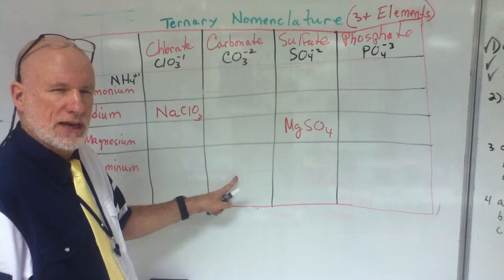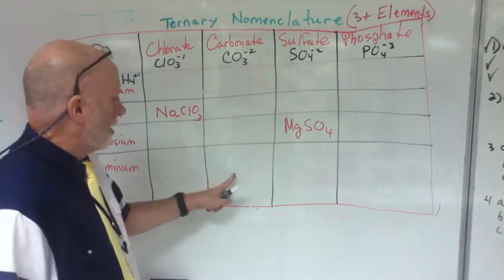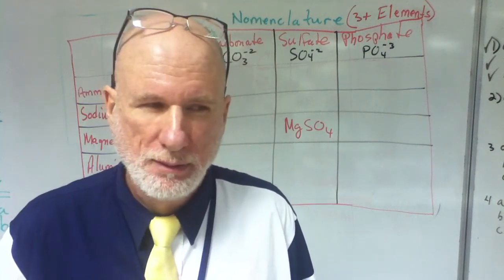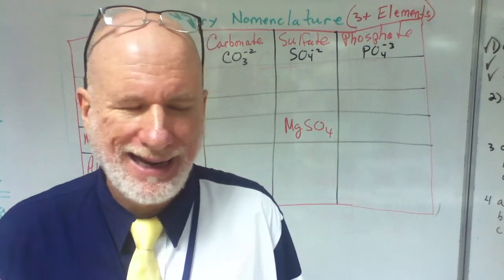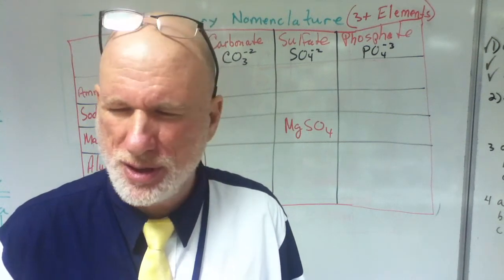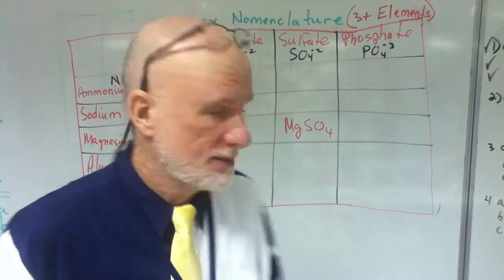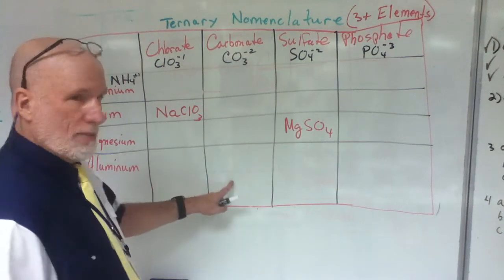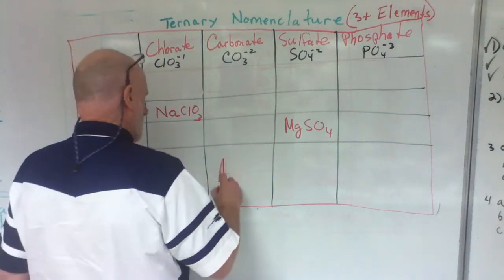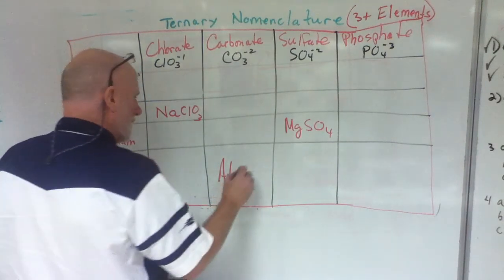How would you do that? Do that yourself. See if you can come up with the formula. You know the name is going to be aluminum carbonate, but what's the formula going to be? How do you indicate the presence of more than one polyatomic ion? What do you use, do you think? Brackets or something? Or use parentheses. So aluminum carbonate, remember 3 and 2, think 6. So aluminum 2 times 3 is 6, right? And then carbonate.